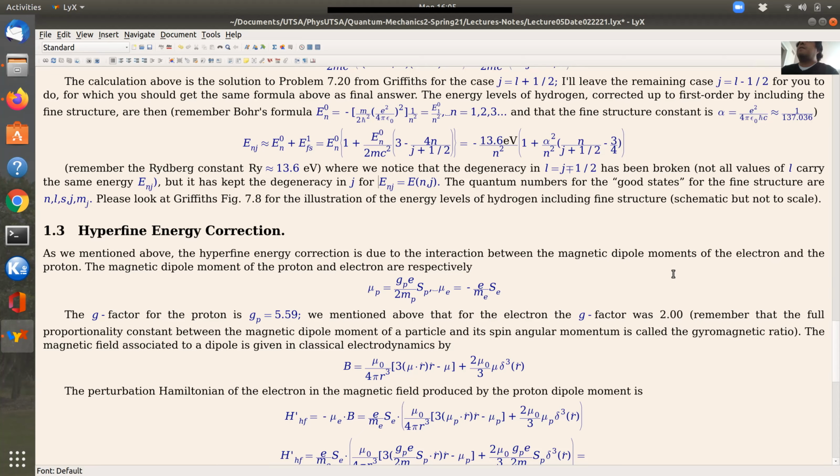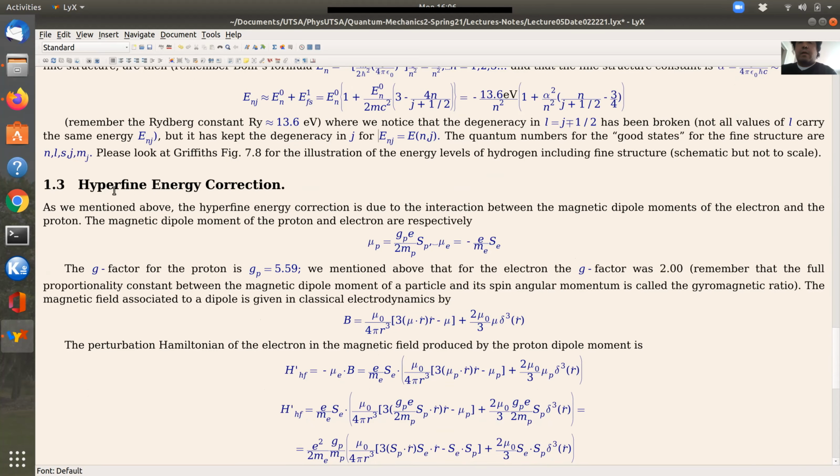The reason you have these names like fine structure and hyperfine structure is that, of course, these are variations in the energy levels that appear in the spectroscopic measurements, right? But specifically about this hyperfine energy correction, it is due to the interaction between the magnetic dipole moments of the electron and the proton.